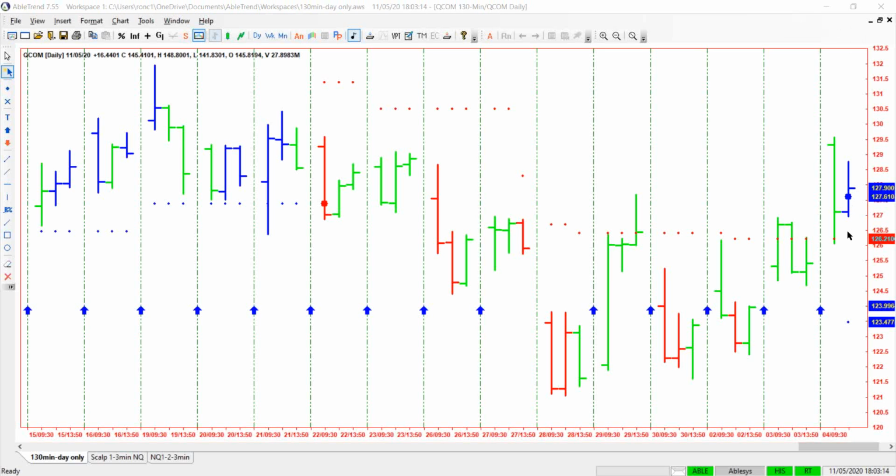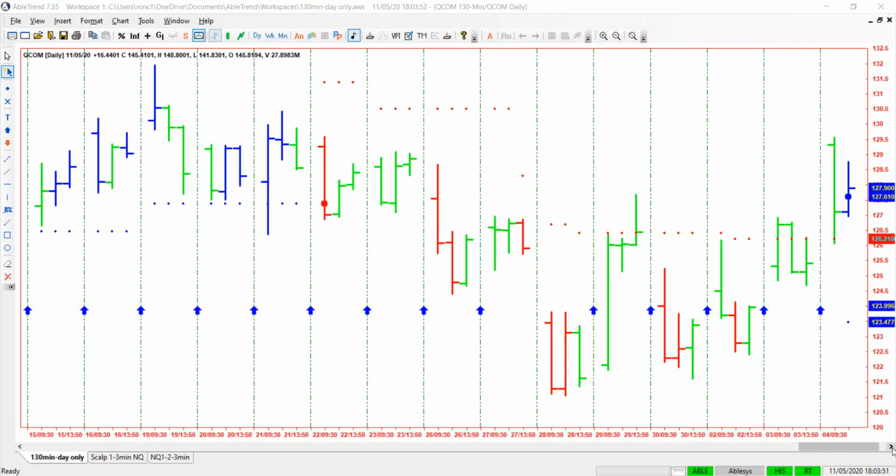You want to see that blue bar. You've got the blue dot, and you've got the blue arrow. Perfect. This is just perfect. So when you see this, this is Qualcomm. This is a swing trading stock chart. And the 130-minute daily is just for U.S. stocks only, not for futures. This is what you want to see. When you see this, you go, wow, you can't get a better, more obvious, more perfect buy signal from AbleTrend.